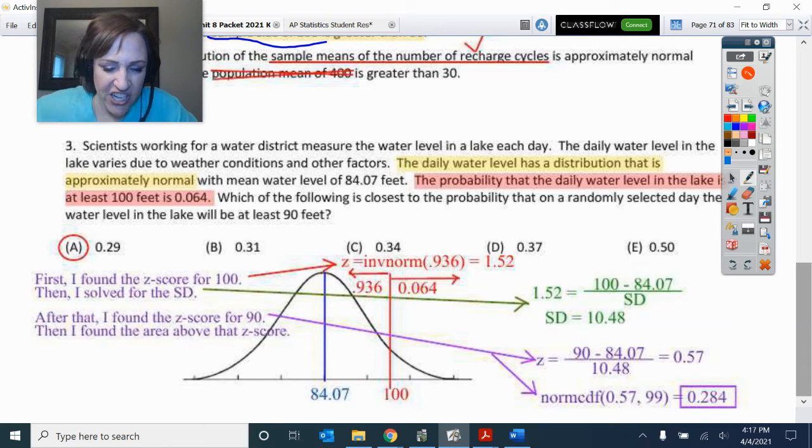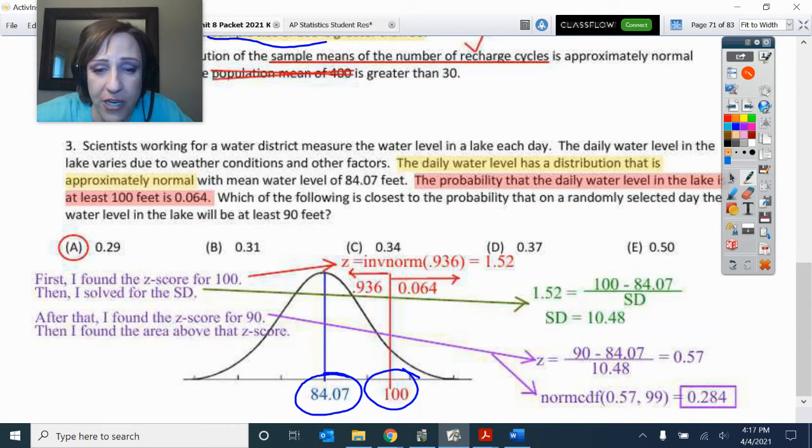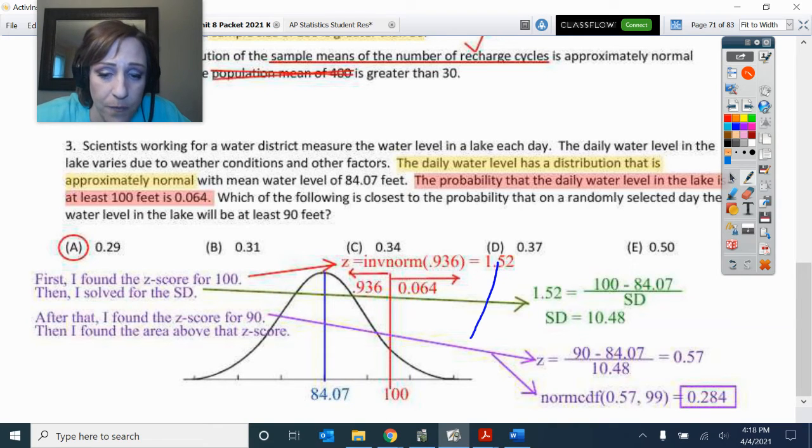So I drew this picture of what we know. We know that the mean is 84.07. We know that 100 has 0.064 above it. So then I found out, well, what z-score then does 100 have? So I did the inverse norm of the area below, 0.936. So the z-score for that was 1.52. Now, this problem was about the average.